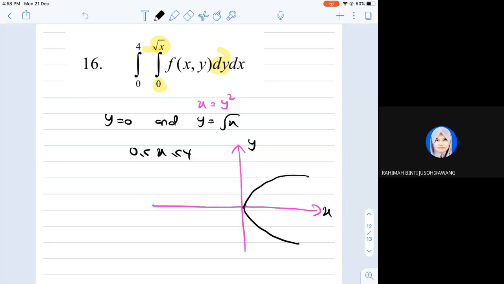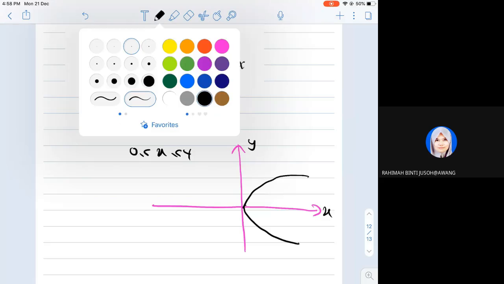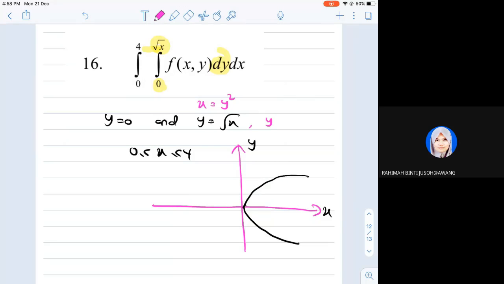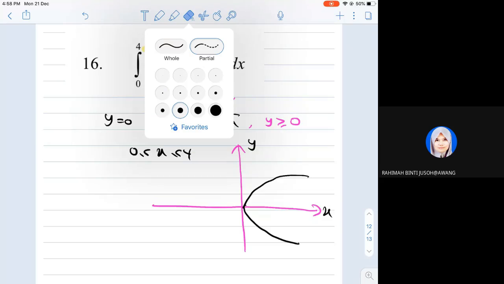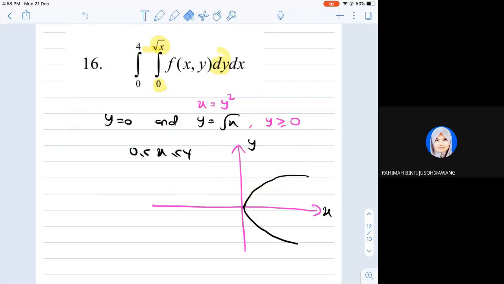However, y equals to square root of x, so we know that y must be greater than or equals to 0. So we can erase this part; we don't have this part. And then x equals to 0 here, and then x equals to 4, like this. Okay, can you give me the coordinate here?